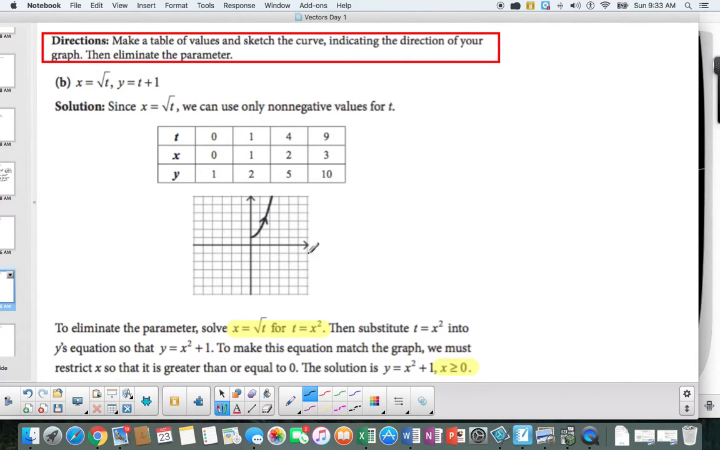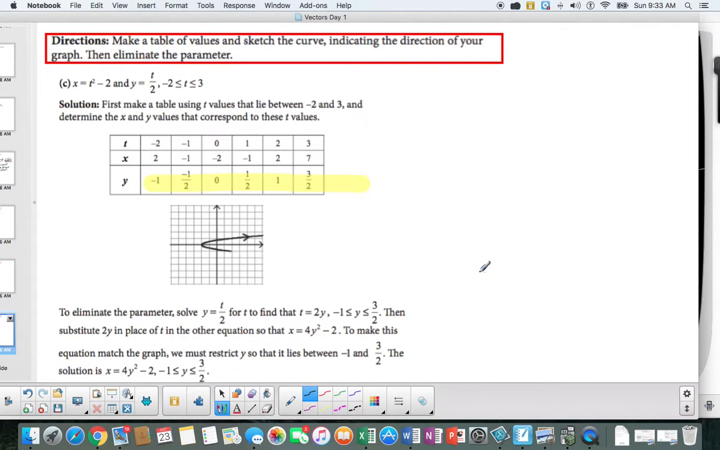Now, how come we don't get the whole parabola? Well, that's because there's a restriction on x. Because t is in a square root, we can only use 0 and positive values for t, which forces our x's to be only greater than or equal to 0. So that's why we're only getting half a parabola.